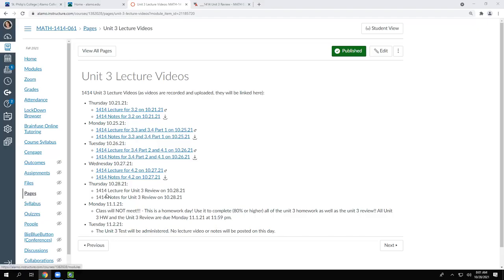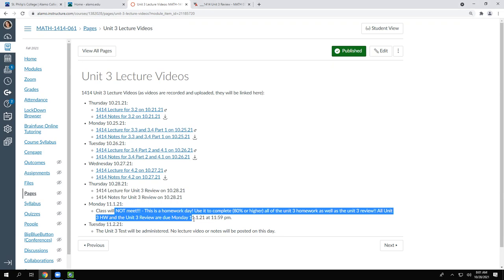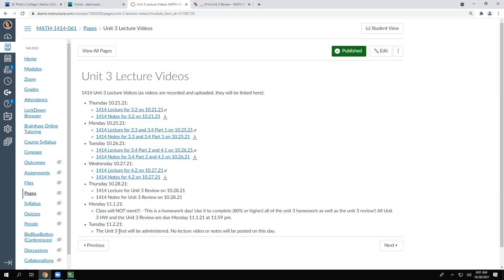So for today, we're going to go over that unit 3 review. And then on Monday will be the homework day. Make sure that you use that day to catch up on all of this unit's homework and the unit review. And then the test will actually be on Tuesday the 2nd. I did go ahead and push the homework deadline until that Monday night at 11:59.